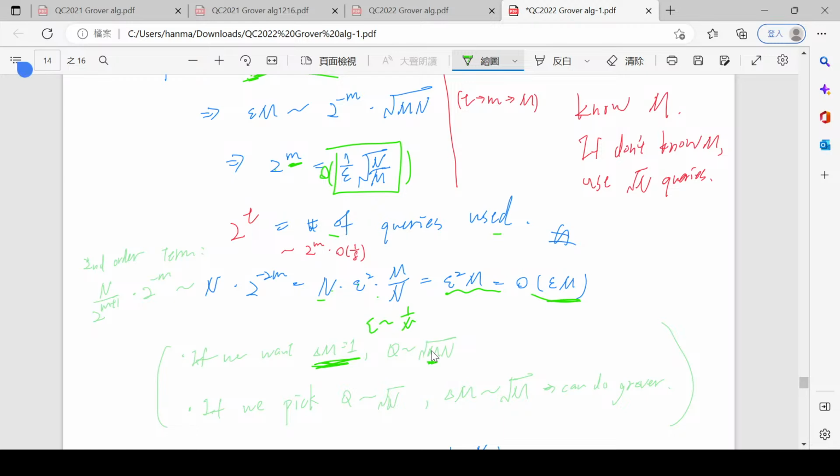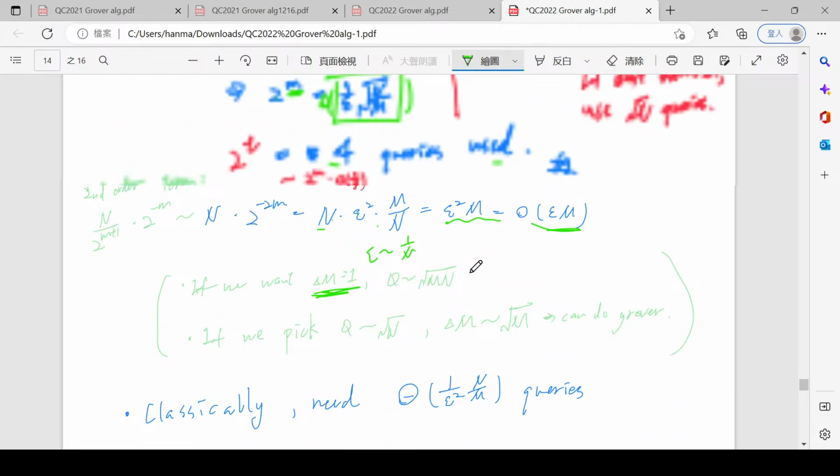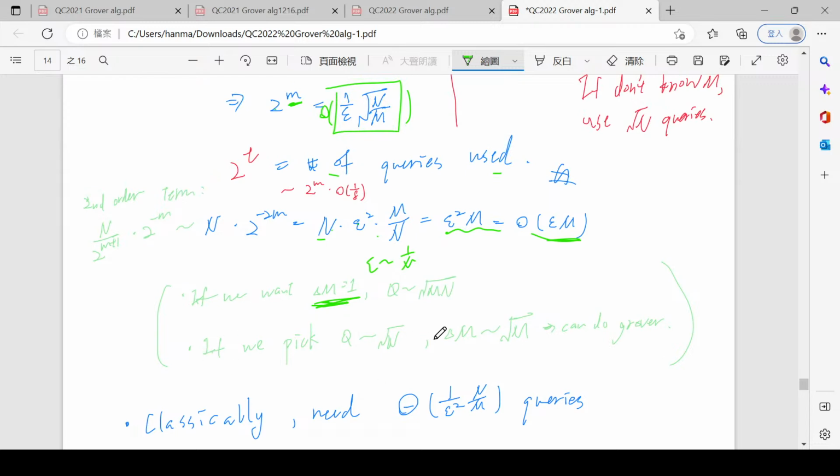And so when m is very large, when m is order n, then this is very hard. But so now back to our global search. Right? This is a global one. So if we want to do global search, then when you pick our number of queries about order square root n, then what we will get is our delta m will be about order square root n.